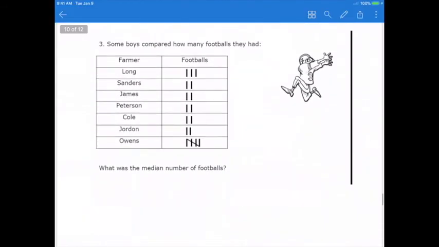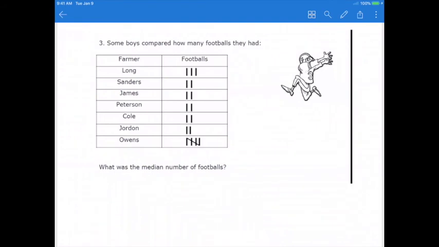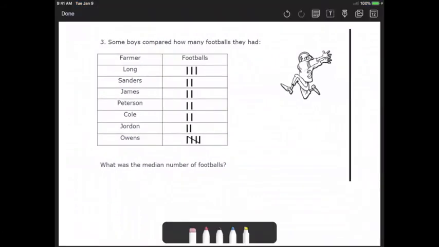Let's try this one. So these are tally marks. So what you're going to do is you just need the median number. So we start with this is 3. And go ahead and figure that out. Put them in order and then find the median number. So pause and hit play.